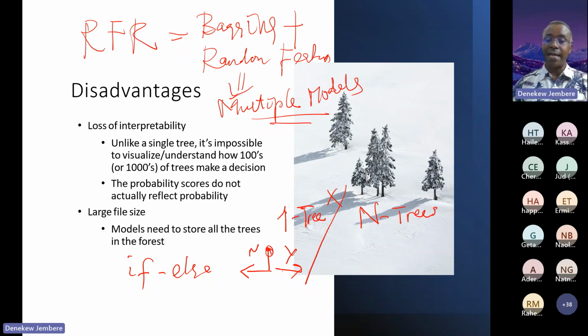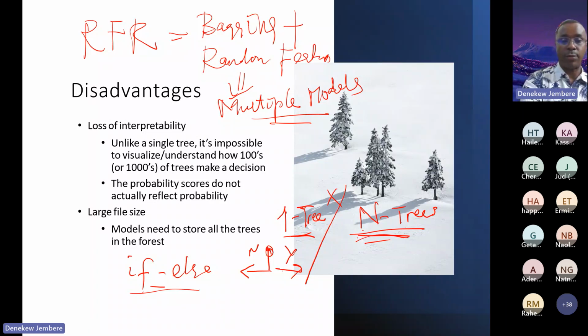And those n trees are not controlled. We don't know these trees. Mainly just the algorithms create these, and it becomes very difficult to interpret. In case of one tree, it's okay because we know the effects. In case of n trees, it's very difficult. So what are those cases?